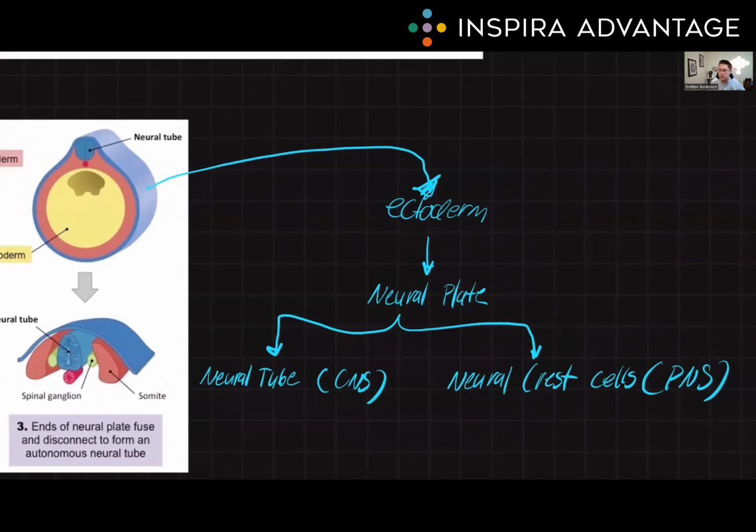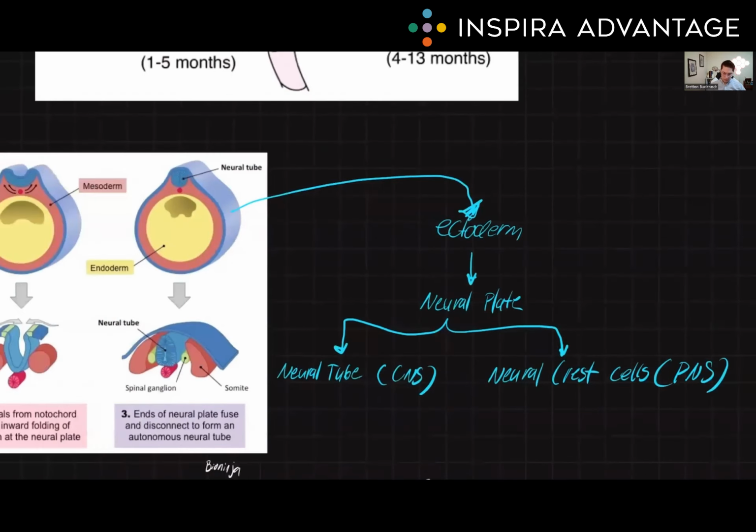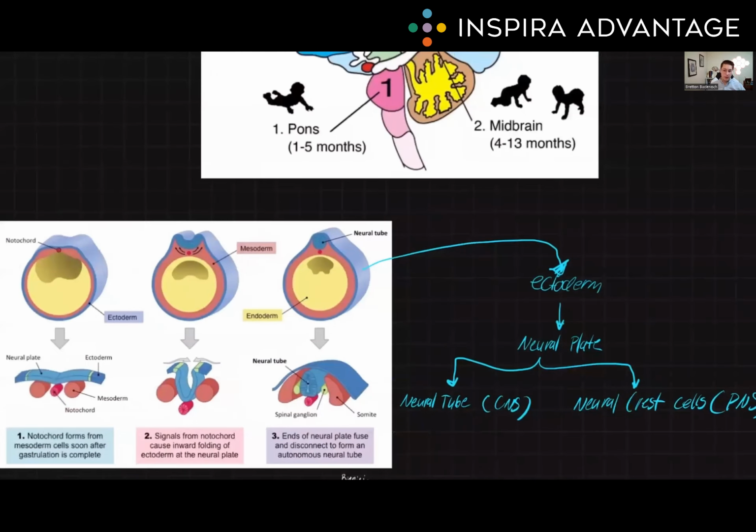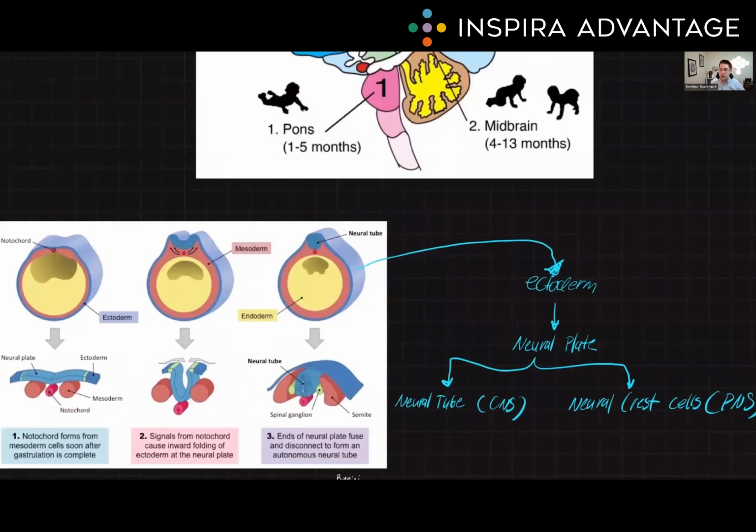So when I say central nervous system, we're thinking brain and spinal cord, and the peripheral nervous system is everything else. The development of the neural tube is a complex and highly regulated process that involves the activation of specific genes and signaling pathways. Any disruption of this process can result in serious birth defects such as spina bifida, which is a condition where the spinal tube fails to close properly.